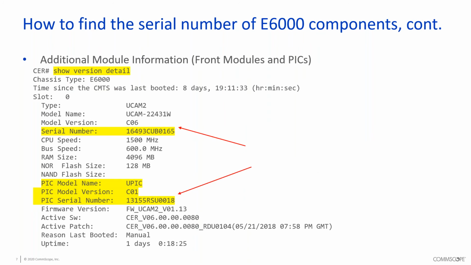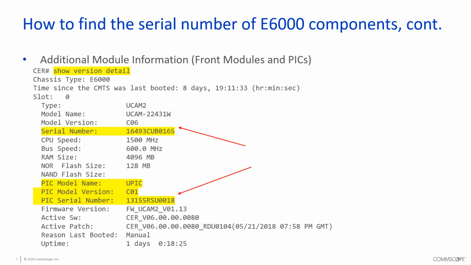And here you can see you get the serial number of the front module, and you can get the model number and serial number of the physical interface card attached to that module as well. So you can find that information by using the show version detail command.